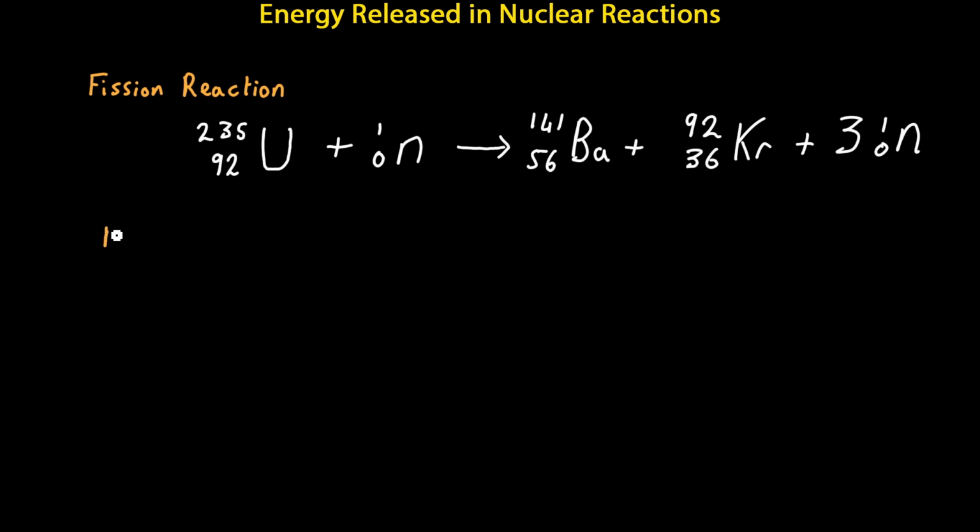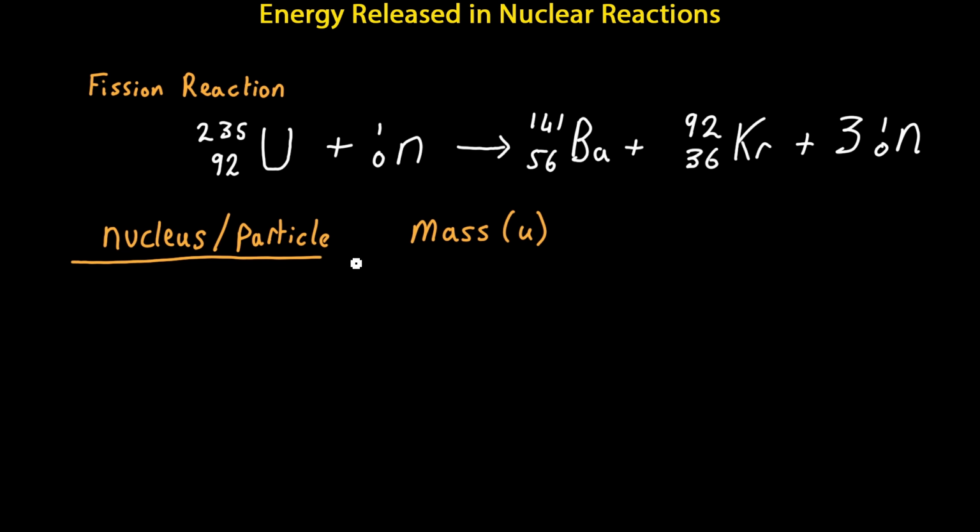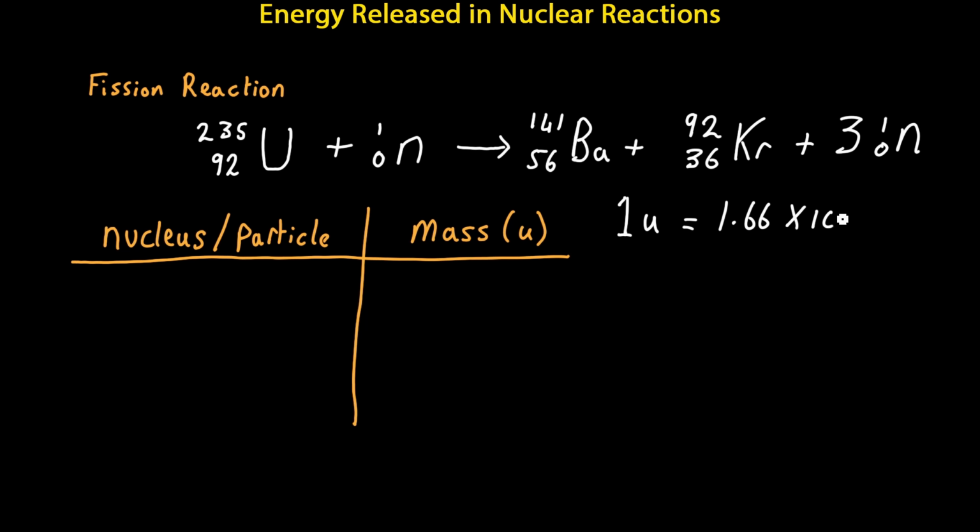So in order to find out the amount of energy released in this fission reaction, first we must know the masses of the nuclei and the neutron, and we're going to represent these masses in atomic mass units. And as I've explained in a previous lesson, which you can view in the card above, one atomic mass unit is equal to 1.66 times 10 to the minus 27 kilograms.